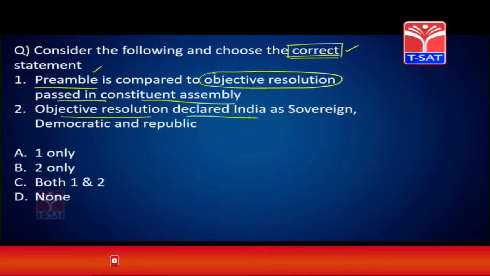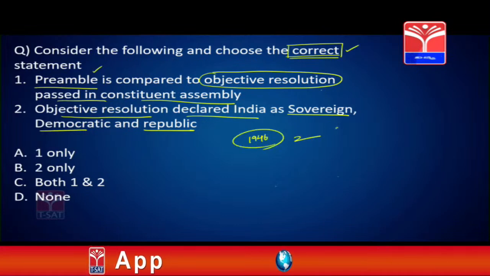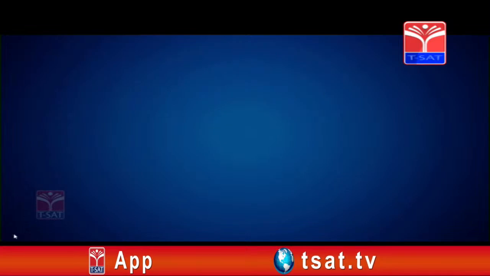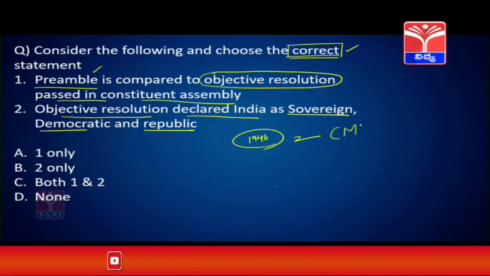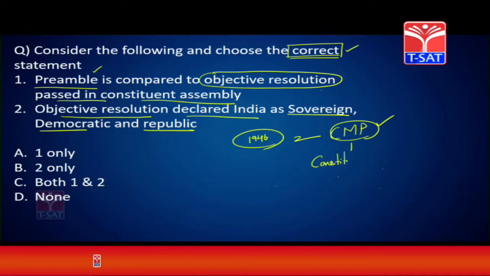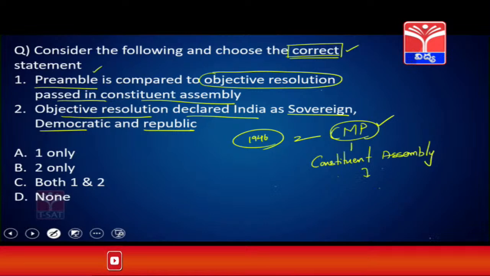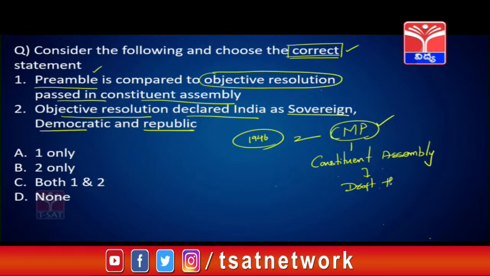The objective resolution declared India as a sovereign, democratic and republic. In 1946, as per the recommendations of the Cabinet Mission Plan, a separate Constituent Assembly was formed. Constituent Assembly was established. Now, the main objective of the Constituent Assembly is to draft the Constitution of India.